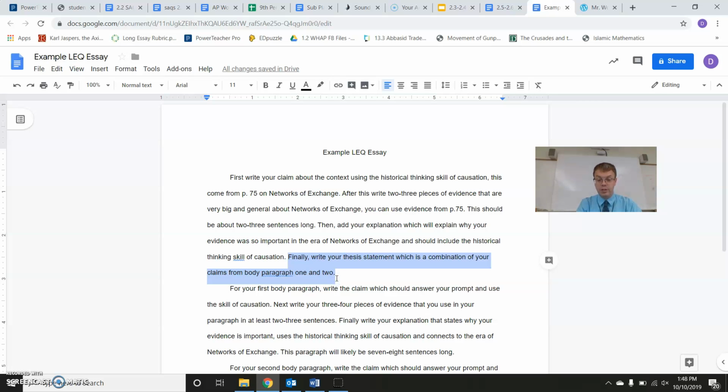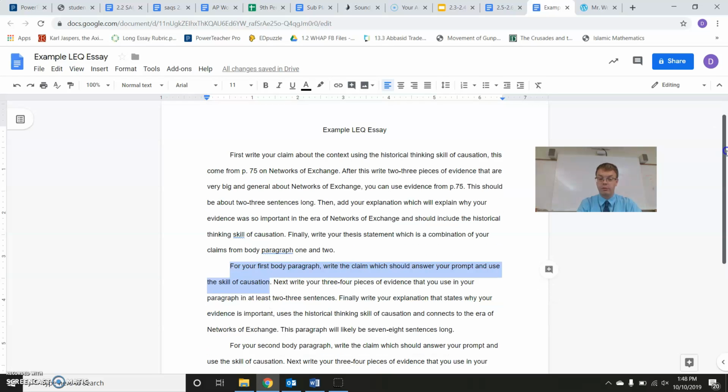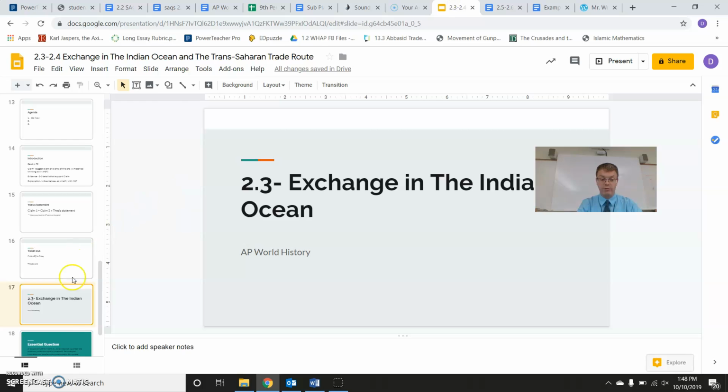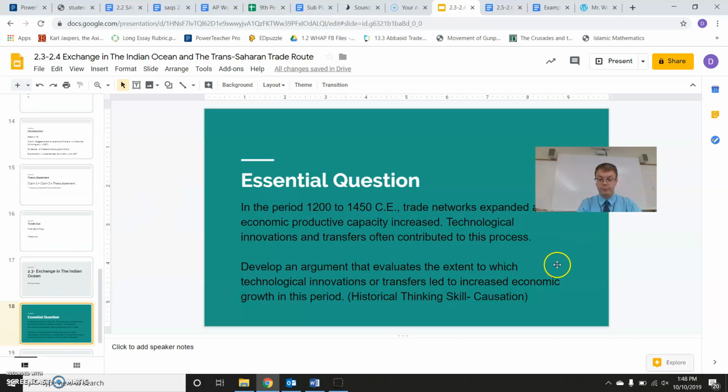Your thesis statement is the claim of your first body paragraph plus the claim of your second body paragraph. Both of your claims in your body paragraphs should answer your prompt. So if you put these together, your thesis statement will also answer the prompt that we have, which is right here.